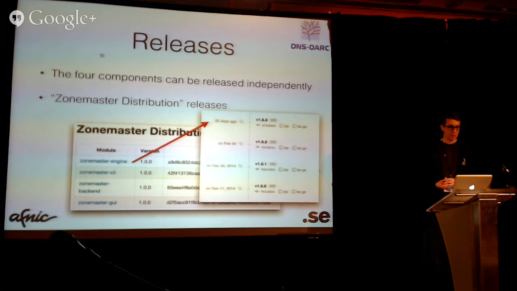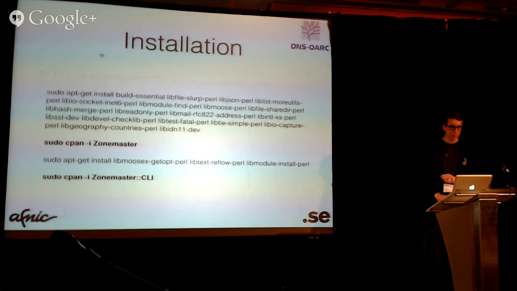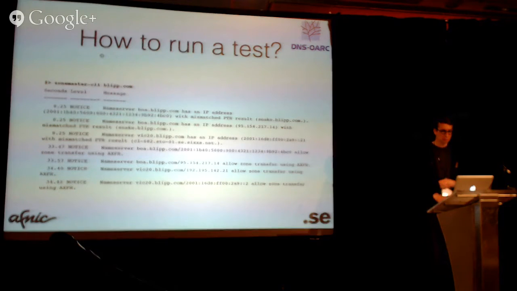But all the Perl modules for the engine and the CLI are published on CPAN. So if you follow the instructions anywhere, you will always have the latest releases for those components. Installation is as simple as this. We have a lot of dependencies, of course. It's Perl. So this is for your Ubuntu or Debian system. It's quite simple. And then you just do the CPAN installation for the ZoneMaster software itself, and some extra modules for the CLI, and then you do the same for the CLI. And then you have a complete ZoneMaster installation.